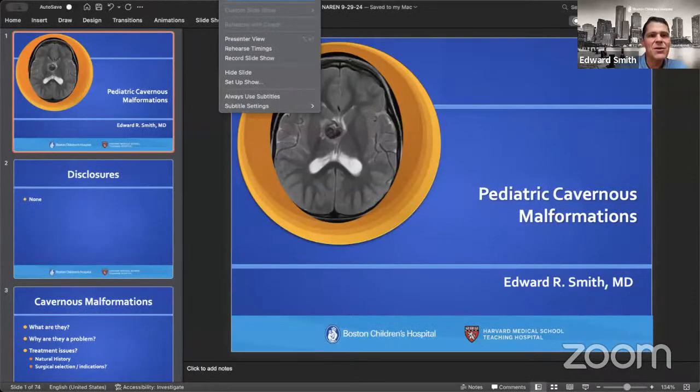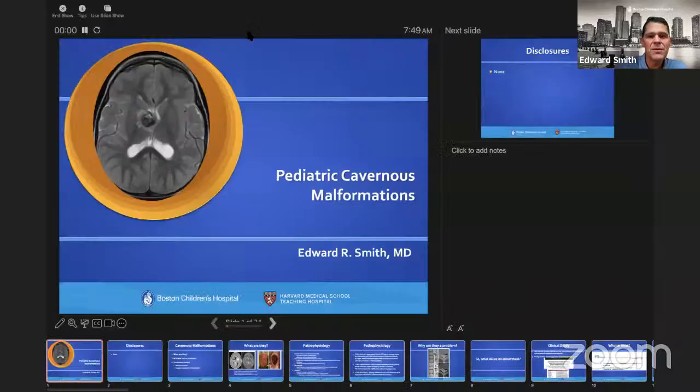PowerPoint, click presenter view. This will take an hour here just to get this going. Okay, slideshow, click presenter view. All right, what do you see now?